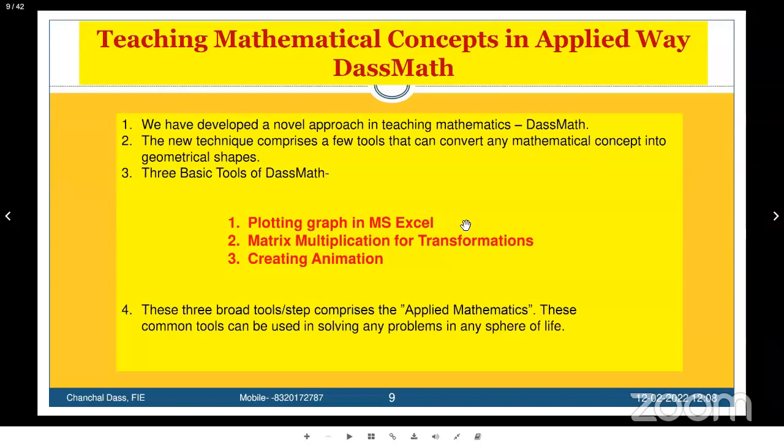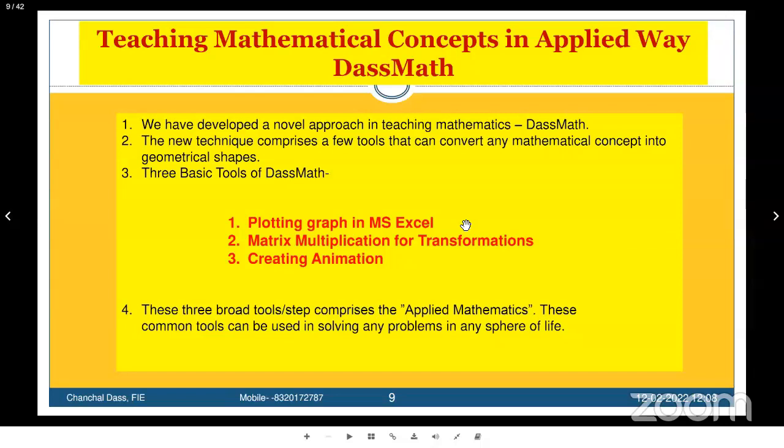So we can see we are dealing with a dynamic world. Actually, engineers, scientists, technocrats, they are responsible for capturing the dynamic world phenomena. And this dynamism can be captured through animation. So this can also be done in Excel very easily.